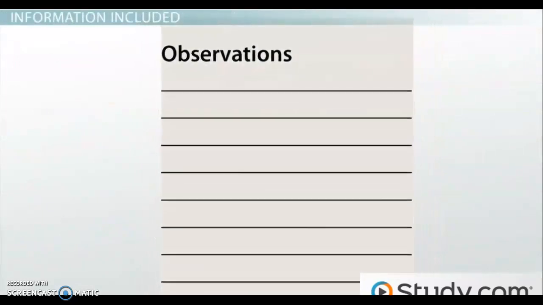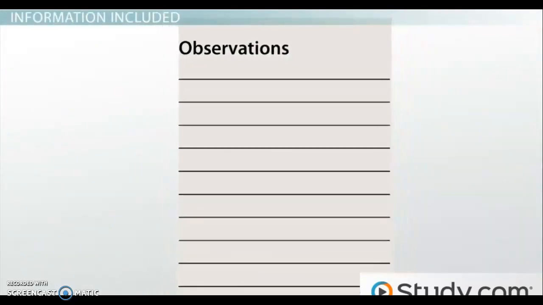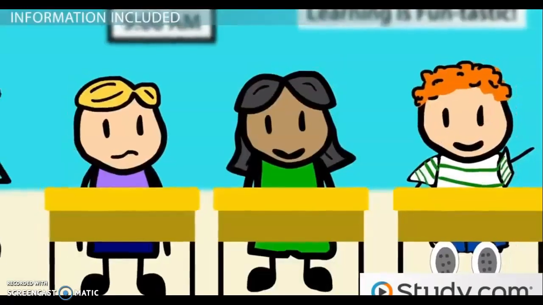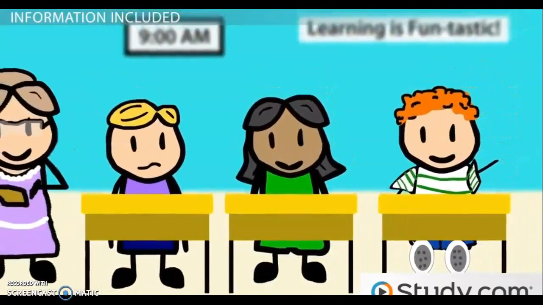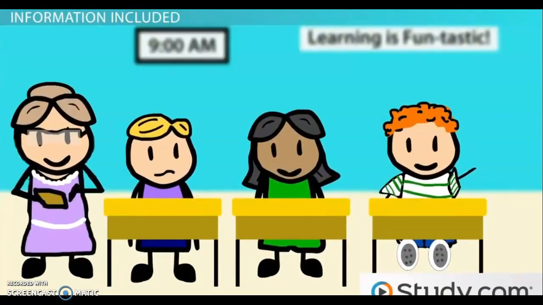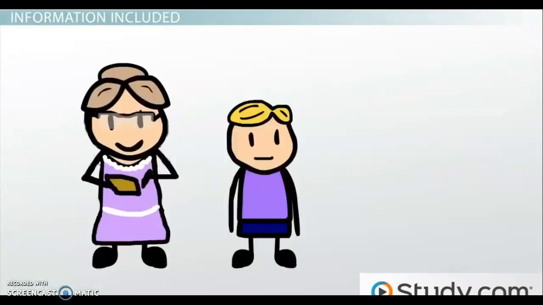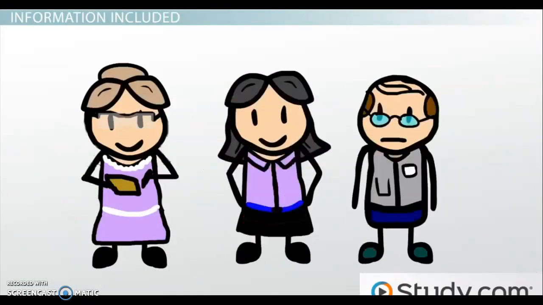Information for an ecological assessment is often obtained through observation. However, information can also be gathered through student records and interviews with the student and his or her family. Information for Dave's ecological assessment was first collected through observation by a specialist. She observed his behavior in all of his classes and breaks during school, and even observed him at home and at the park. Additional information was then collected through interviews with Dave, his parents, and his teachers.